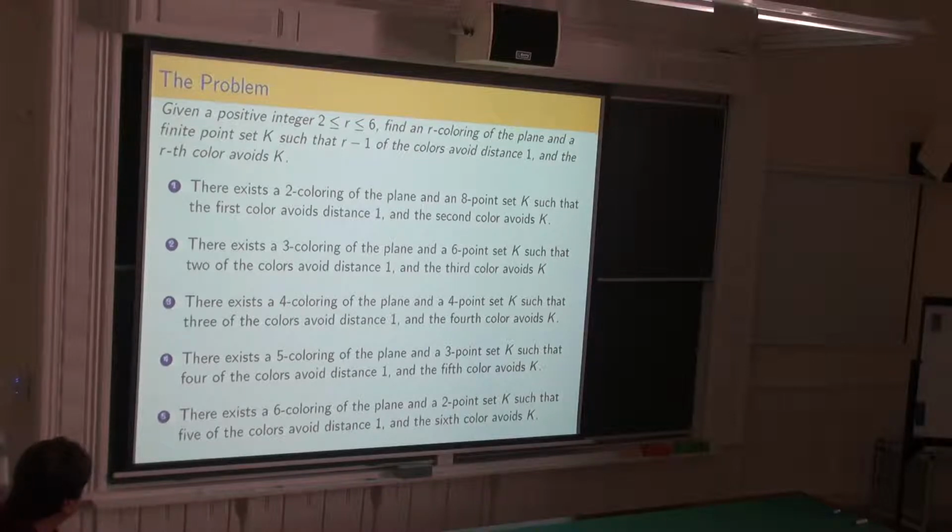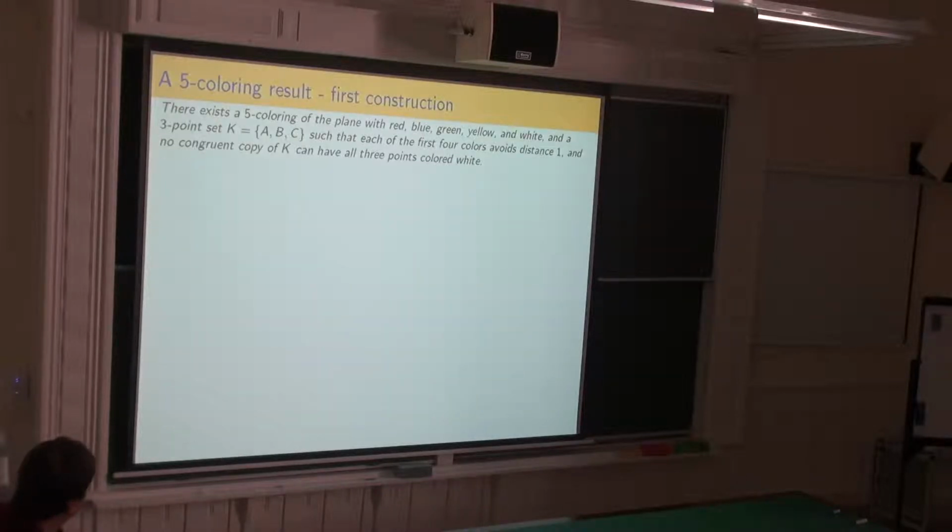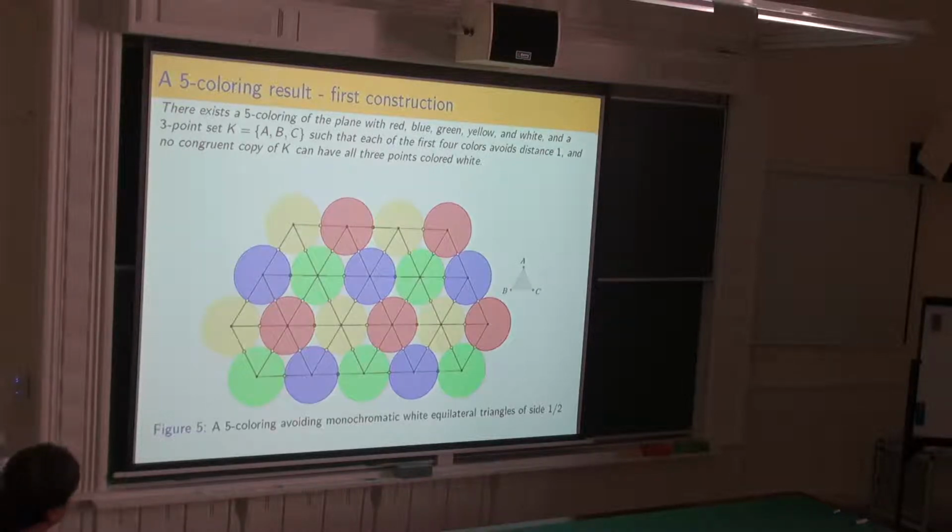And the constructions are really not that difficult, so I'll show you a few more pictures. I'm going to do things a little bit out of order. This is a result for the 5 coloring. So you have 5 colors, let's call them red, blue, green, yellow, white. And the 3 points at the vertex of a triangle, such that each of the first 4 colors avoid distance 1 and no monochromatic triangle in white appears.